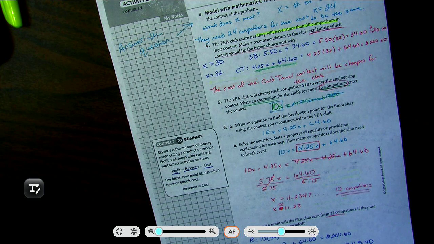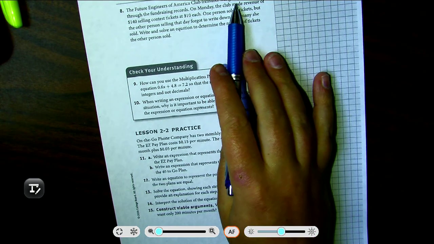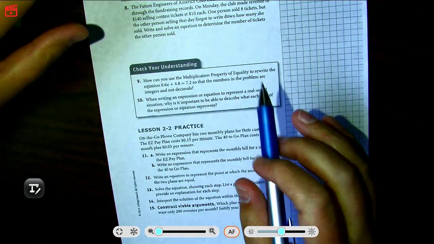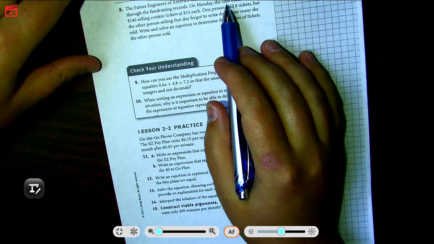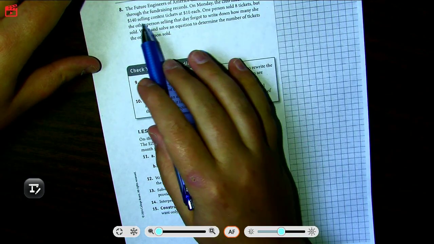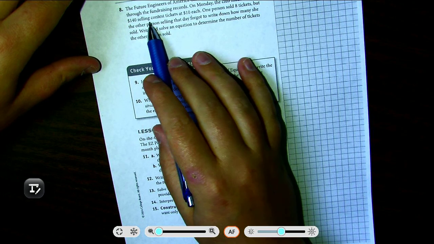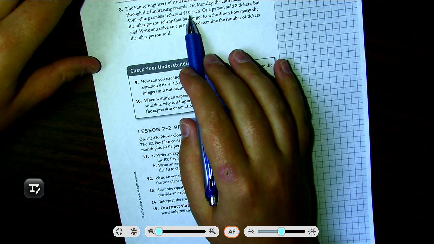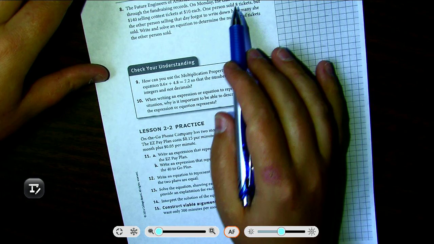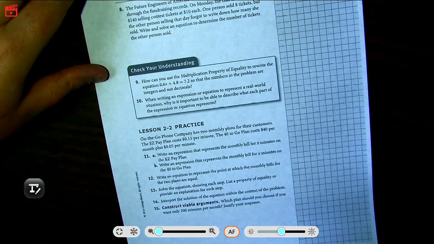All right, let's take a look at the very last problem that we are going to talk about. It says that the Future Engineers of America treasurer was going back through the fundraising records. On Monday, the club made revenue of $140 selling contest tickets at $10 each. One person sold 10 tickets, but the other person selling that day forgot to write down how many they did. Let's write and let's solve.